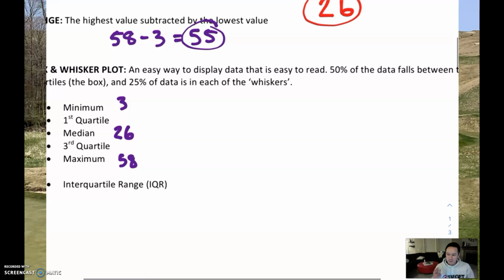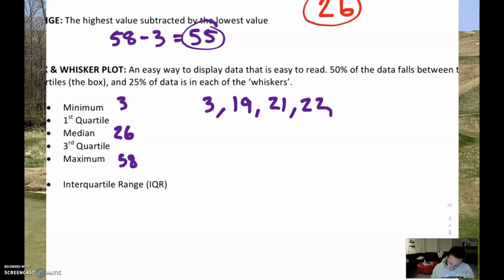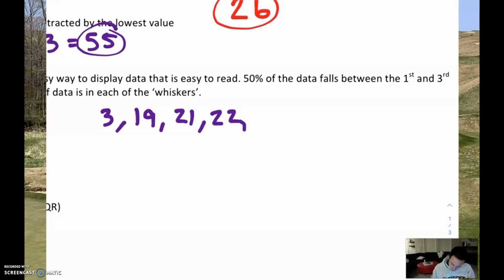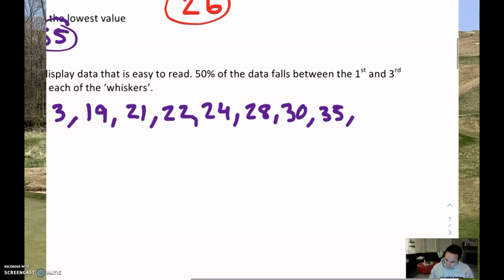Let's take that same process we had for finding the median. So line them all up. So excuse me while I write these numbers out. 3, 19, 21, 22, 24, 28, 30, 35, 38, and 58.